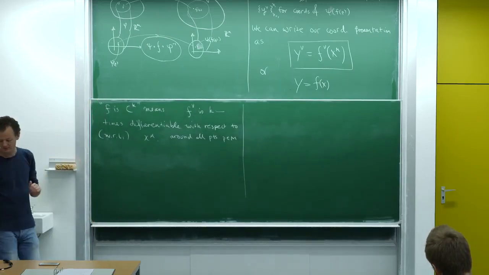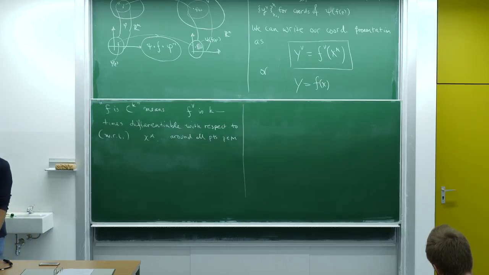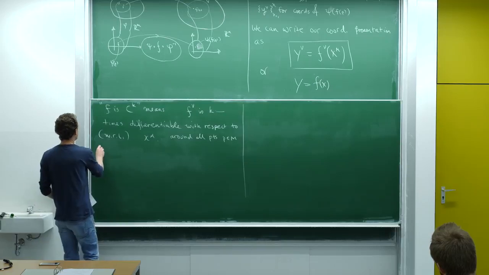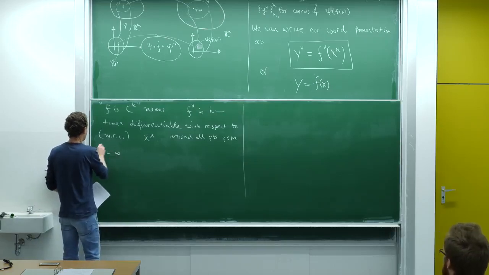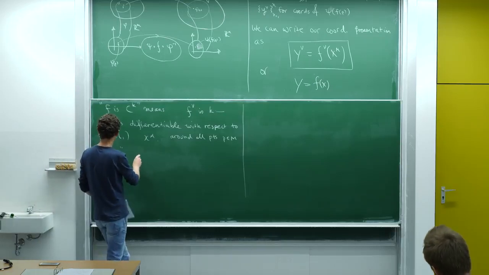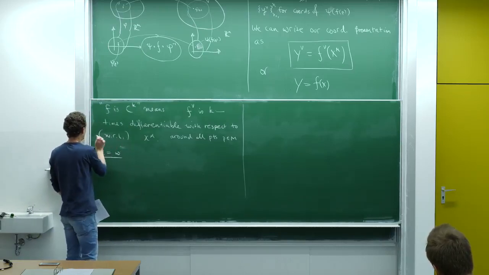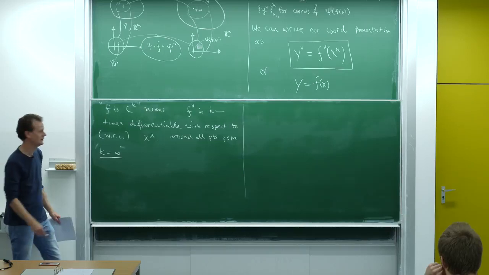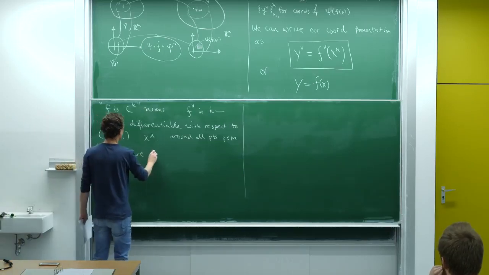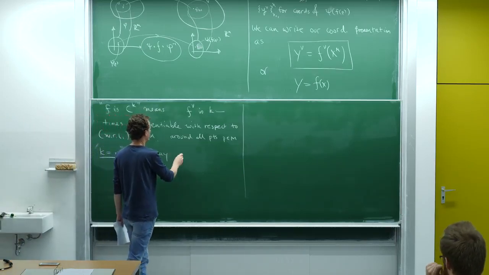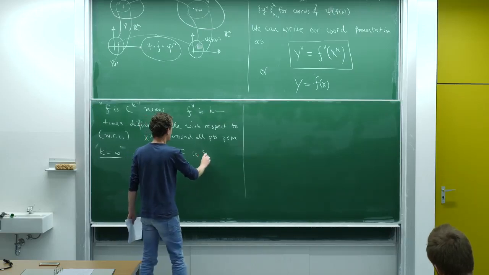And those are the maps we're going to allow in this course. Of course, I've said we're going to set k as infinity almost always. In the case where k is infinity, we have a different word for it. We say that f is smooth.